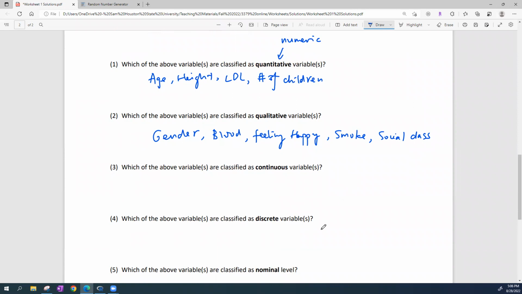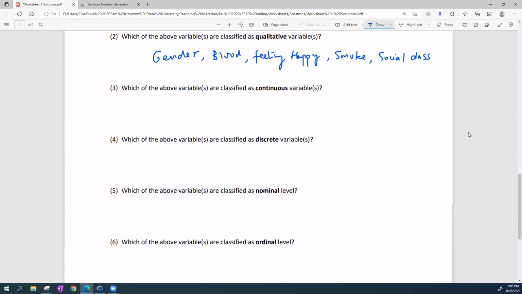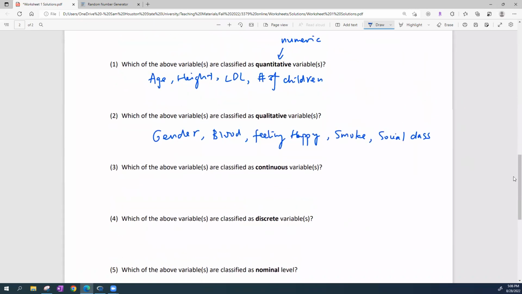That's number 2. Number 3, which of the above variables are classified as continuous variables? And number 4, discrete variables, right? So for 3 and 4, we have to look at the quantitative variables, right? So that's number 1. We just need to look at the quantitative, numerical variables, and see which variables are classified as continuous or discrete.